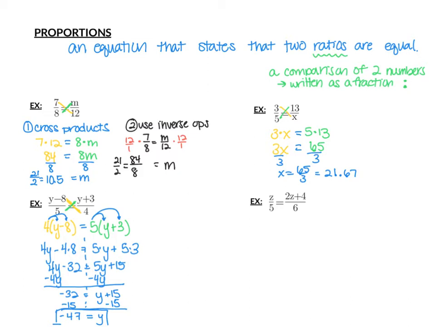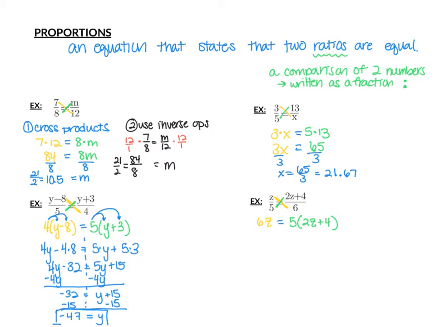All right, hopefully you had a chance to go through and try this. And I'm going to solve this using cross products again. So this time I'm going to multiply the 6 times the z. The good news is that is the whole side, so I don't need parentheses for that one. But in the cross product, the next side, I will have 5 times 2z plus 4. That one I do need parentheses for.